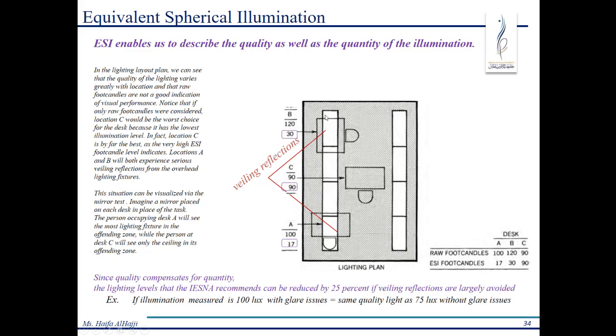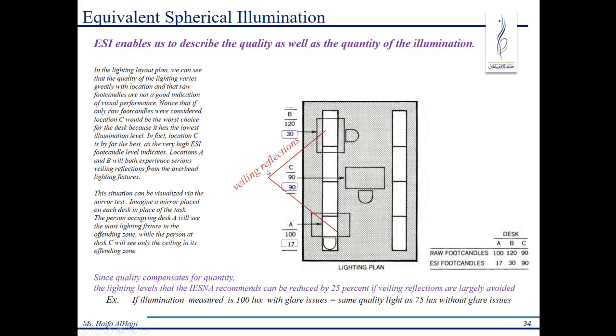Now, as we can see in here, we have 120 lux happening on the surface, but what's happening is we have too many reflections that degraded the quality of the visual task, which degraded its ESI into 3 lux. So it's equivalent to 30 lux of no reflections lighting. Now, this one here is equivalent to 17 lux of no reflection lighting. So this one is still better than that one, but both of them are very bad in comparison to this one here that doesn't experience any reflections.